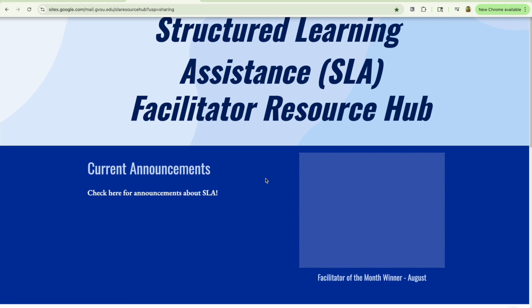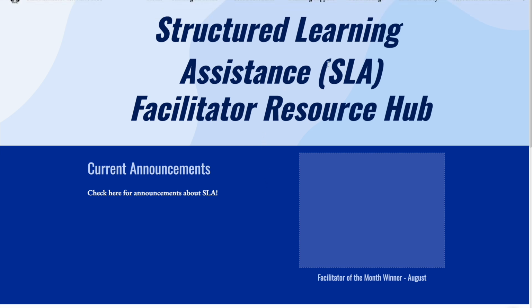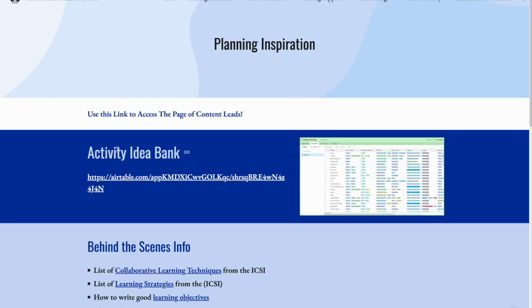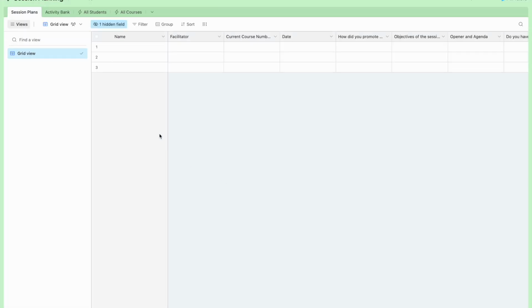So once you're at the SLA Facilitator Resource Hub, you're going to go to the Planning tab and look at Planning Inspiration. And the activity idea bank is going to be right at the top there, and you can just click that link. It should look like that when you open it up. So if you just click on the activity idea bank link, you are going to have to switch tabs from session plans to activity bank at the top there.